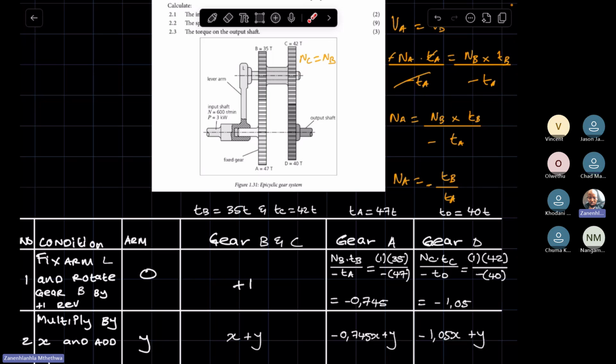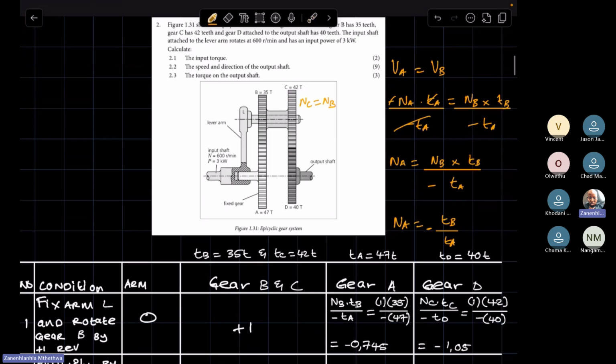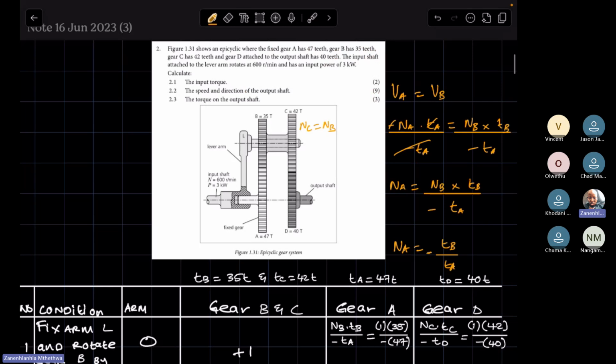So the first step for gear D is you look at which gear it is meshing with. Gear D is meshing with gear C, so the relationship between the two gears is one of circumferential velocity. VD is equal to VC. The circumferential velocity of gear D is equal to the circumferential velocity of gear C. What is that equal to? ND times TD is equal to NC times TC. That's the relationship between the two gears.